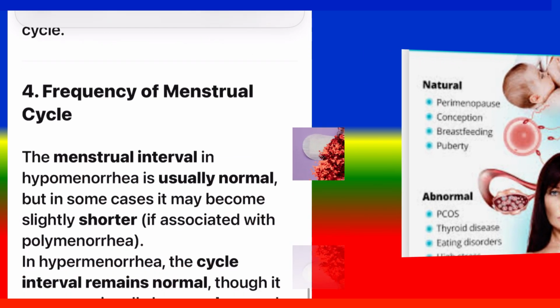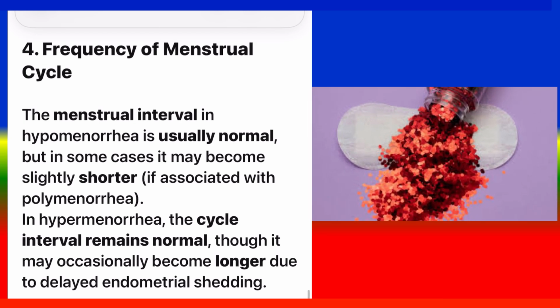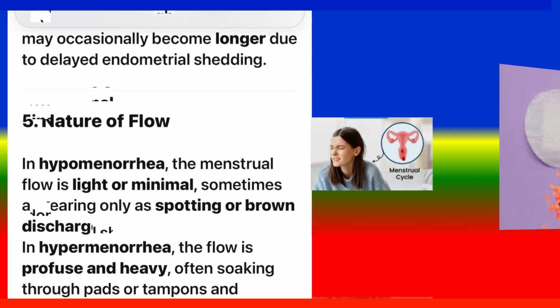4. Frequency of menstrual cycle. The menstrual interval in hypomenorrhea is usually normal, but in some cases, it may become slightly shorter if associated with polymenorrhea. In hypermenorrhea, the cycle interval remains normal, though it may occasionally become longer due to delayed endometrial shedding.